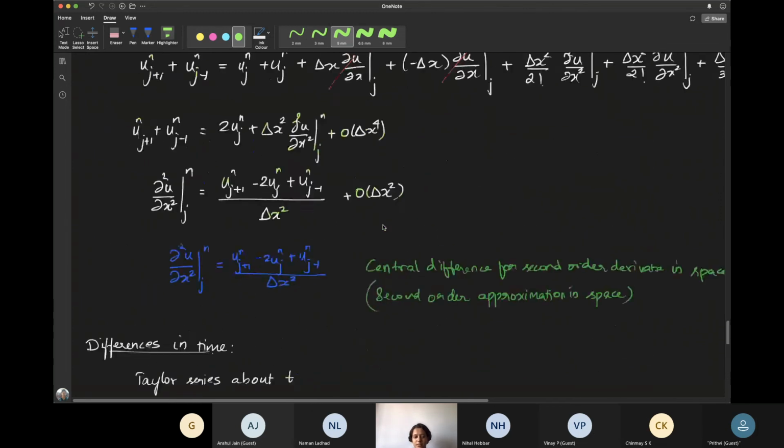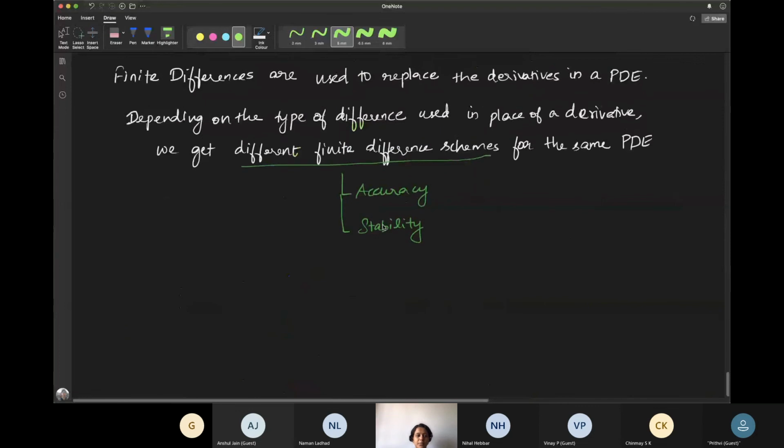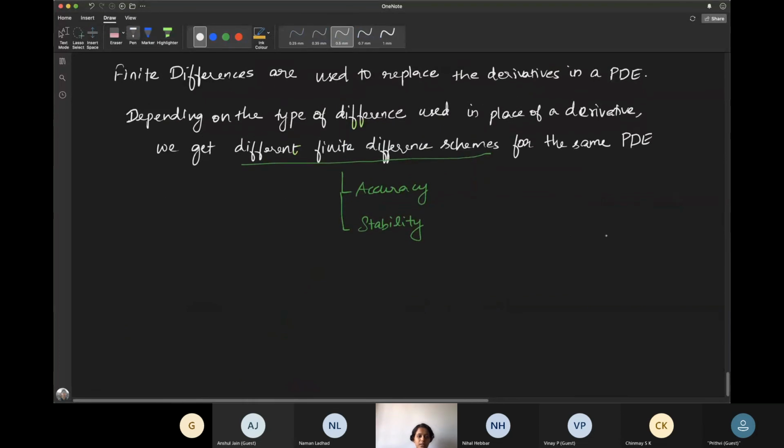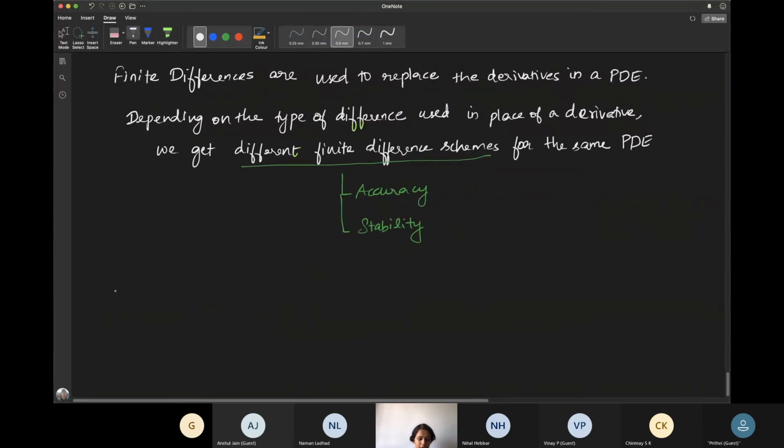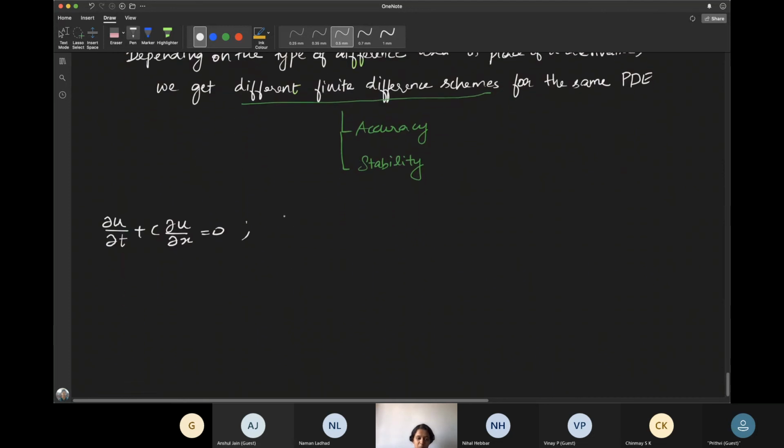So let us see something like FTCS for a linear convection equation. So this is your linear convection equation where C is some constant.